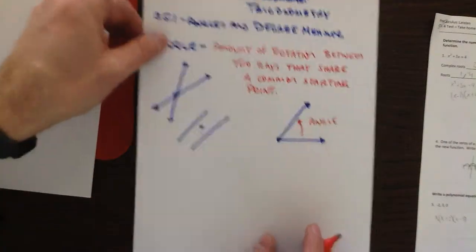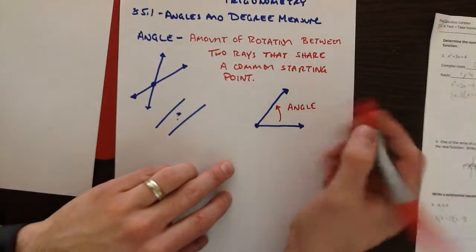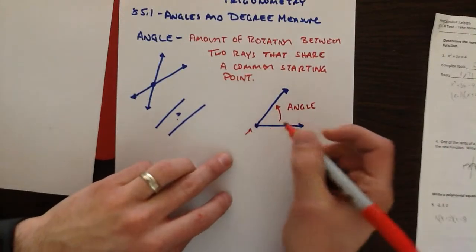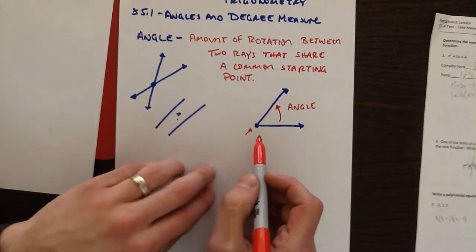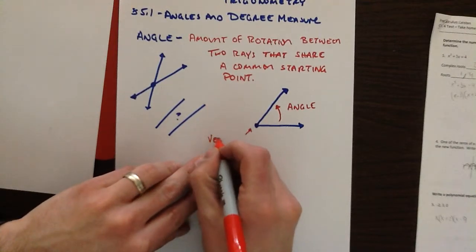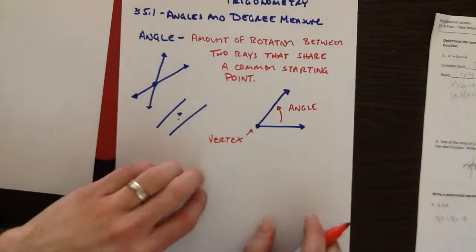Now, with the angle, some other words that we have. That point that the two rays share in common, what do we call that? That is our vertex. It is that point they share in common.